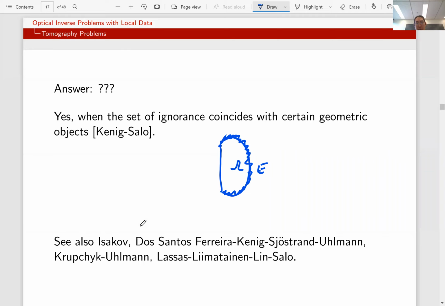So there's this paper by Dos Santos Ferreira, Kenig, Salo, and Uhlmann that deals with the linearized version of this problem. And then that sort of technique is also used in these papers by Krupchyk and Uhlmann, Lassas, Liimatainen, and Salo, to talk about what happens when you have nonlinear equations, so nonlinear versions of this problem. But as far as the general local data version of this problem is concerned, this is still, as far as I know, an open problem. Okay, so you have to live with these geometric restrictions, or conclude that it's an open problem.